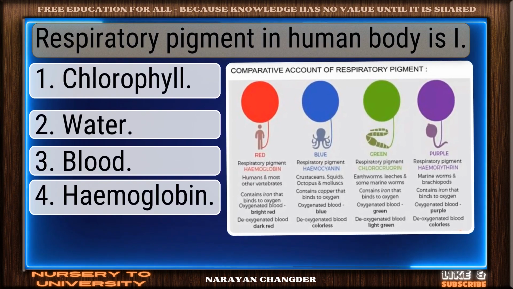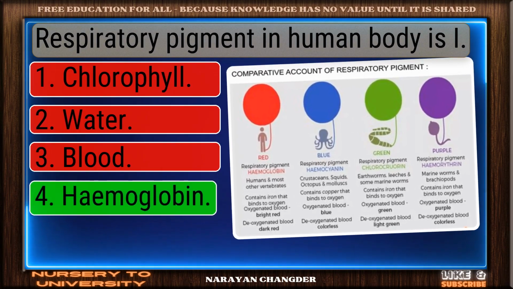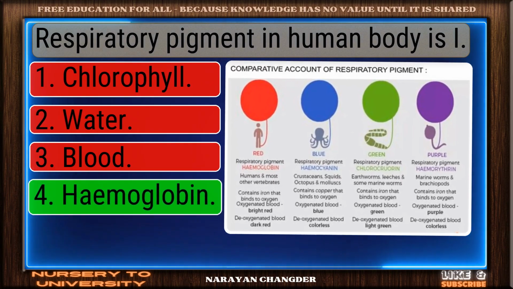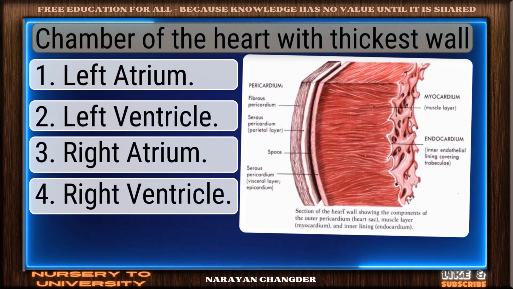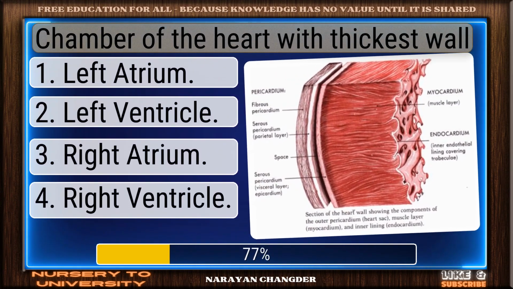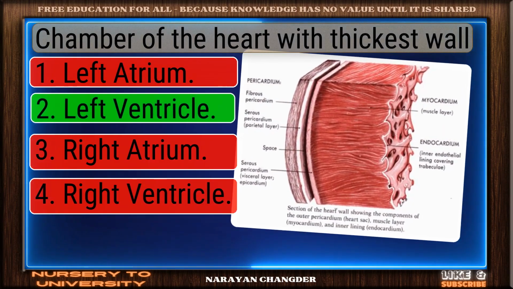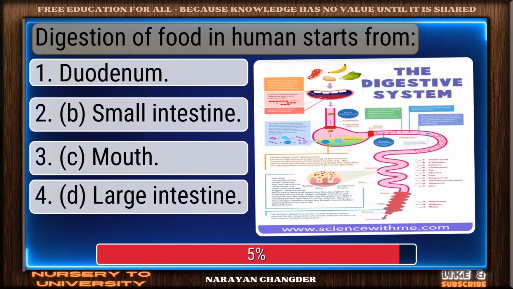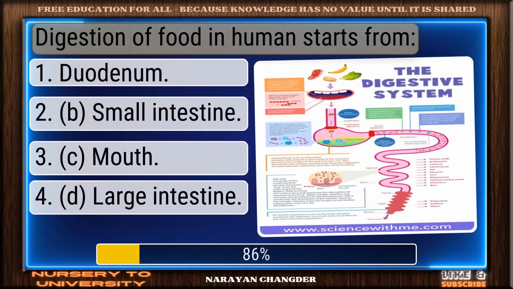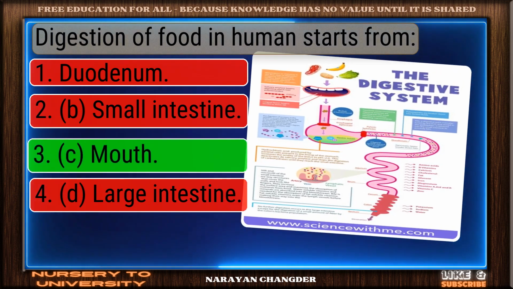Respiratory pigment in human body is dash. Good job. Hemoglobin works well. Chamber of the heart with thickest wall. Correct response. Left ventricle is accurate. Digestion of food in humans starts from? Excellent choice. Mouth is right.